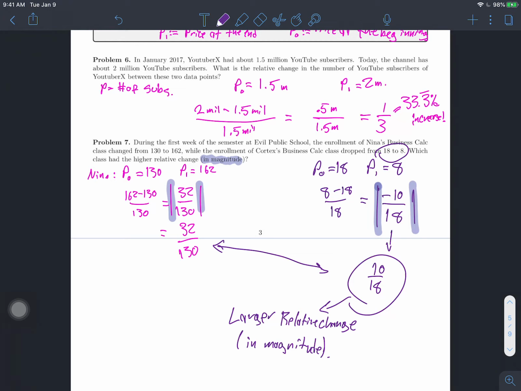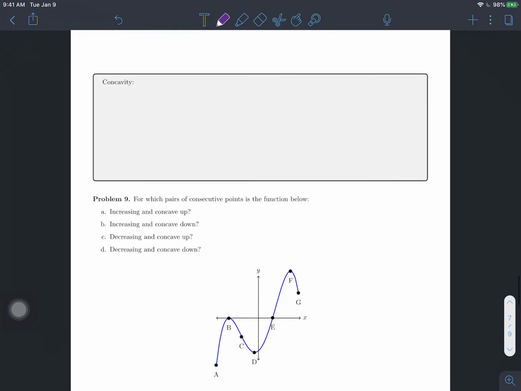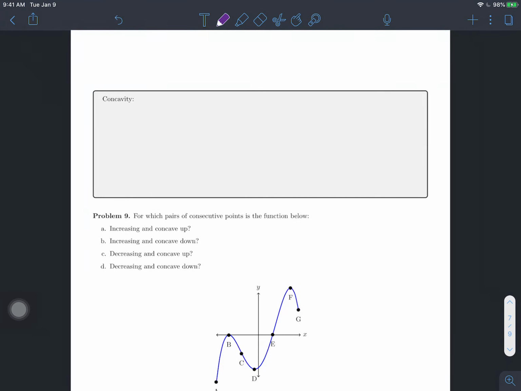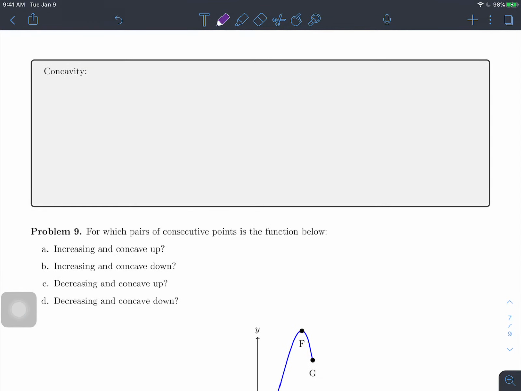Okay. It's basically just what is the sale percentage, what is the increase percentage, what is the decrease percentage, etc. Okay, concavity. Thankfully, I seem to be ahead of schedule and I'm making it through everything, so we'll have time to maybe go back. Concavity describes the direction in which a curve is bending.